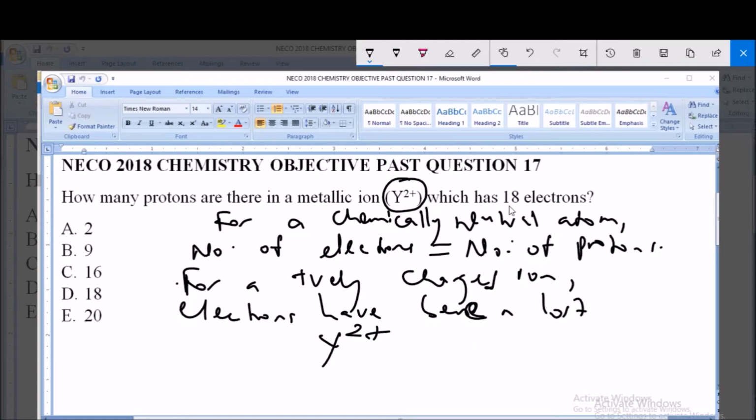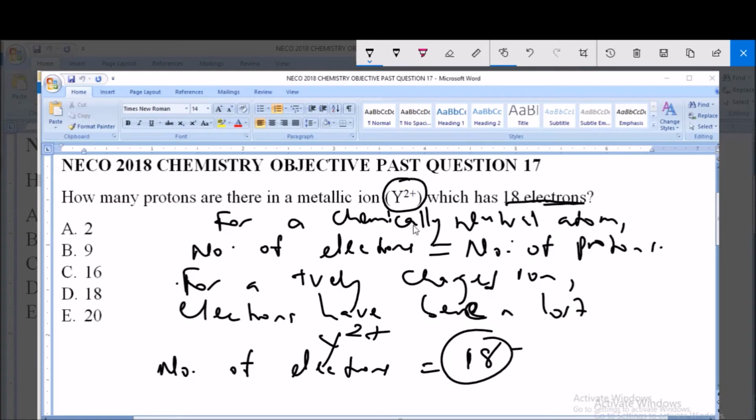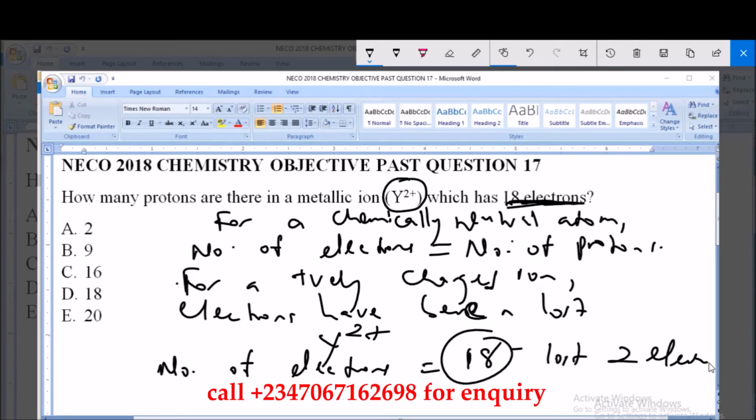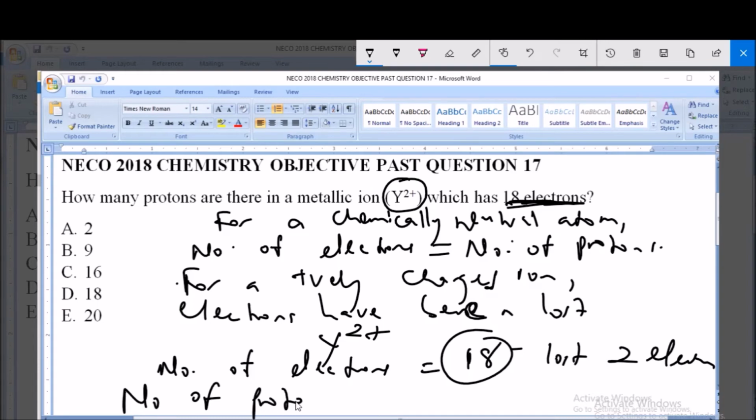Now, the question says there are 18 electrons in this particular metallic ion. So the number of electrons is equal to 18. And we've established the fact that if the ion has 18 electrons, that means it has lost 2 electrons. So the number of protons will be equal to 18 plus 2, which is 20.